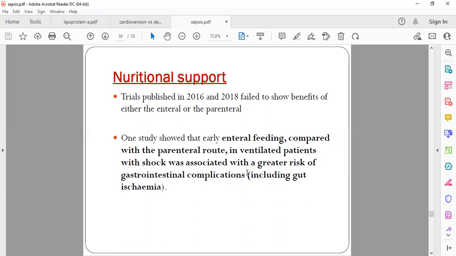So if you give enteral feeding, your intestines also need blood supply for proper absorption of the food. For the intestines to work, they need a proper blood supply. So if a patient is in shock, there is decreased supply to the GI system, and if you're giving enteral food, when they start working they need more blood supply. Since blood supply is not matching the demand, it can lead to GI ischemia.